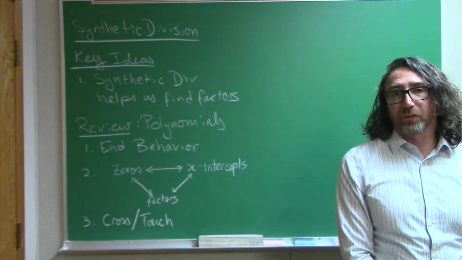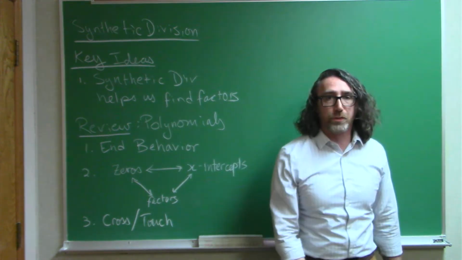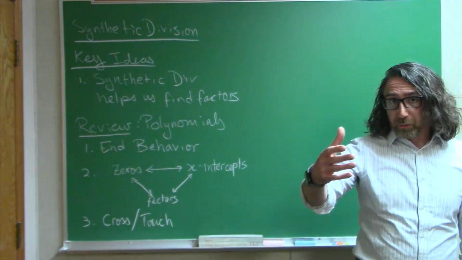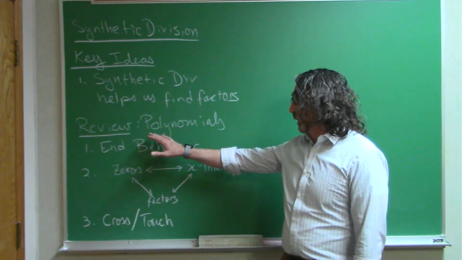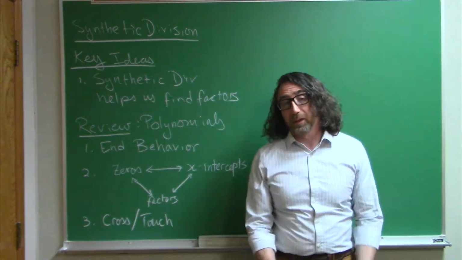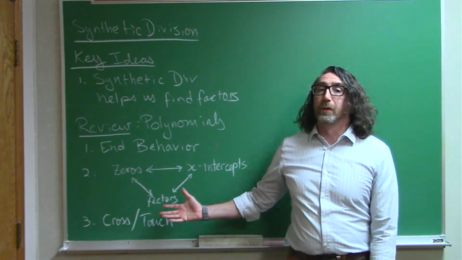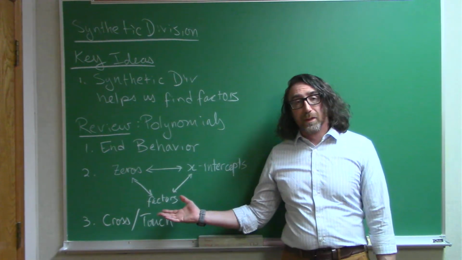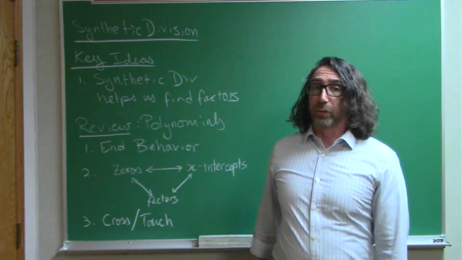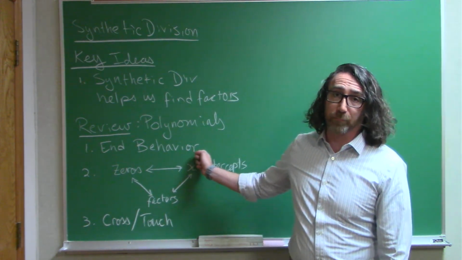So this is a technique that will help us find factors of polynomials. Now, you'll remember from our last couple of videos that if you're dealing with a polynomial function, there are three key things that you need to figure out. And if you do figure these things out, you can basically answer any question that anybody would throw at you involving a polynomial function. And of course, those three things are the end behavior of the polynomial.